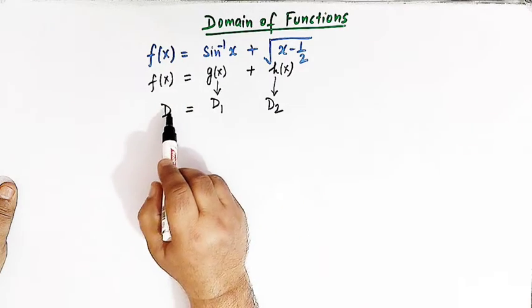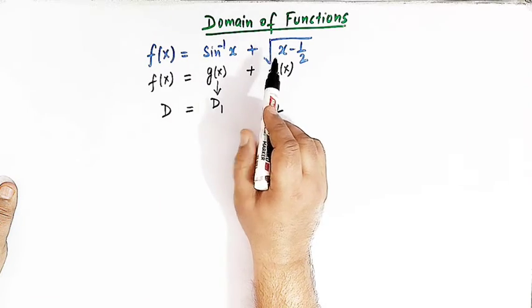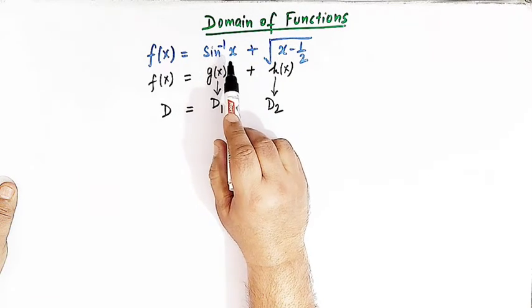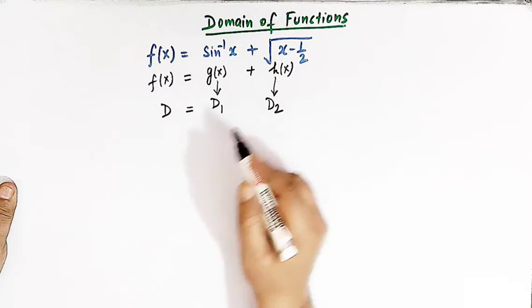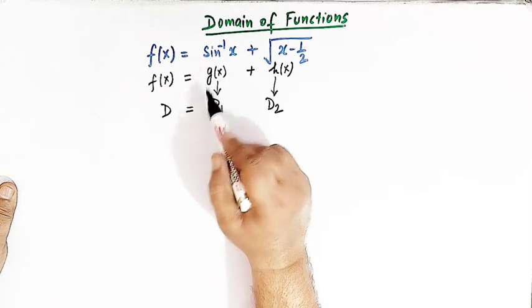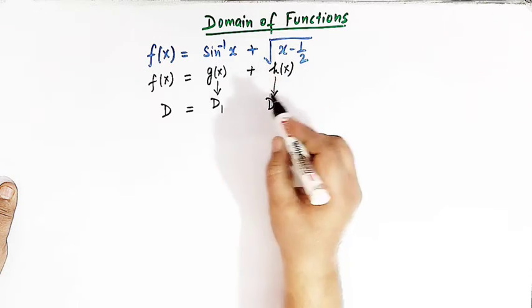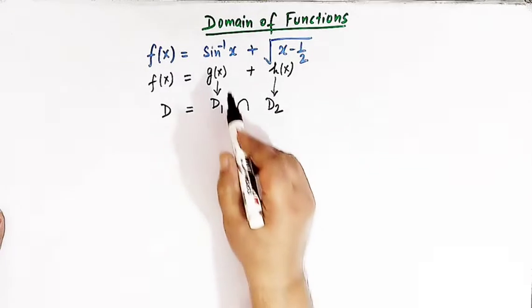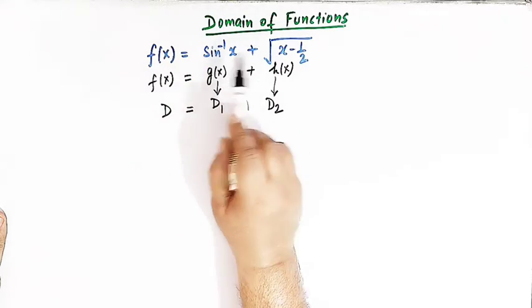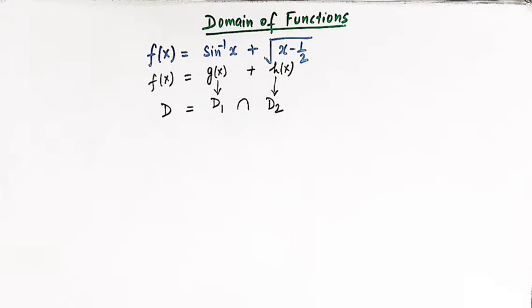So the domain of f of x is given by the common values of x, which satisfies sine inverse x and square root of x minus half simultaneously, right? So first we'll find out the domain of this function, then we find out the domain of this function, and then we'll take the intersection of these two domains, right? So this is the concept behind finding out the domain of a function which is expressed as a sum of two or more functions.